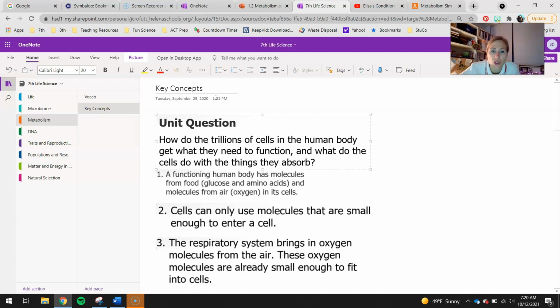And what do the cells do with the things they absorb? So we're really going to look at what we bring into our body, what we do with that, and then what we use that stuff for and why it's important.